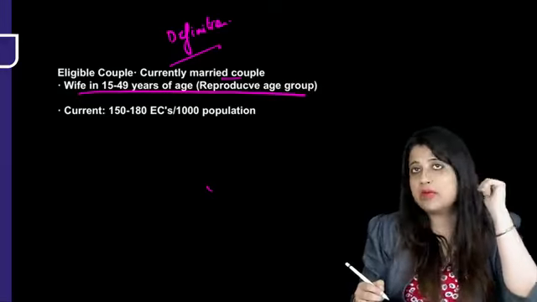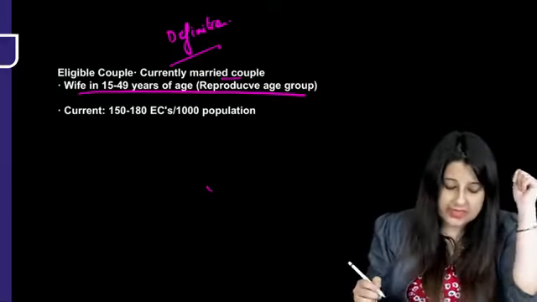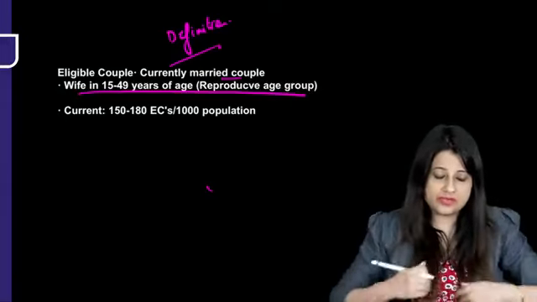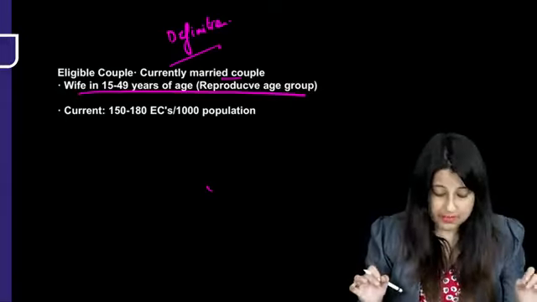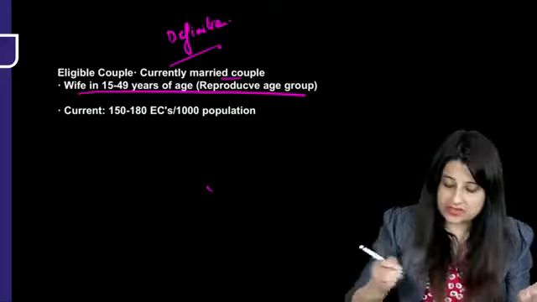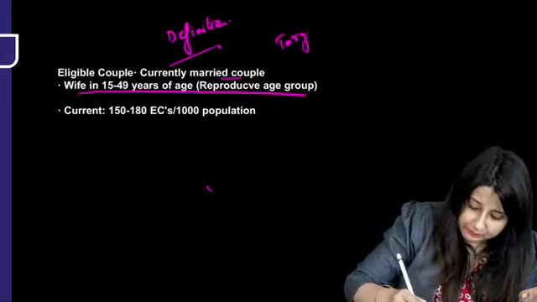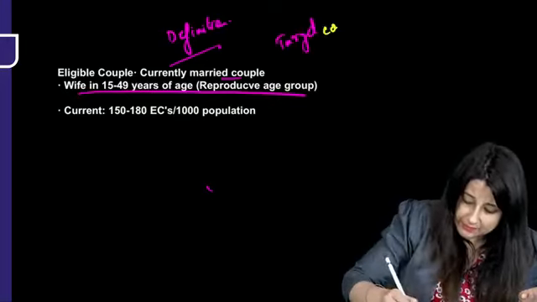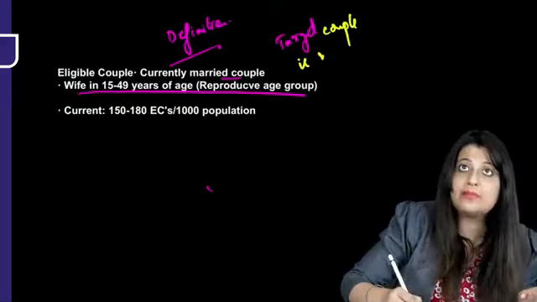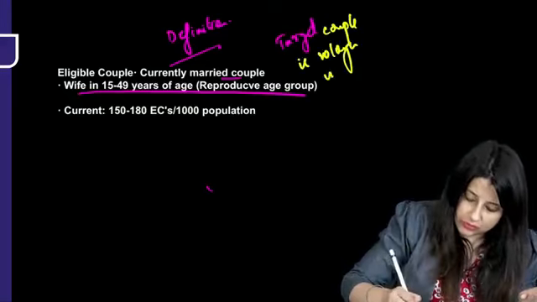At the same time, the one who has one child or two children. So currently, what is the definition of eligible couple? Currently married couple, wherein the wife is in the reproductive age group. Please remember, the word target couple is no longer used.